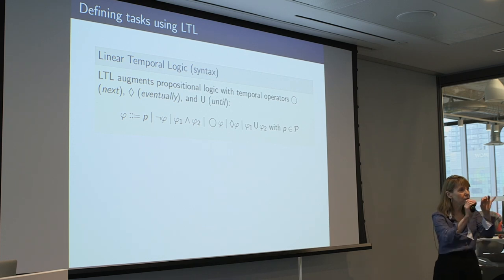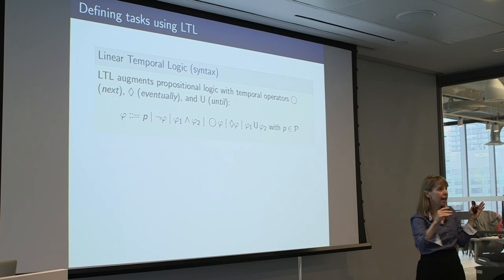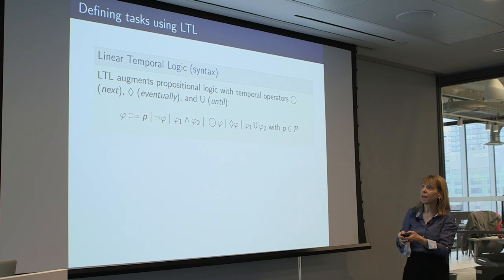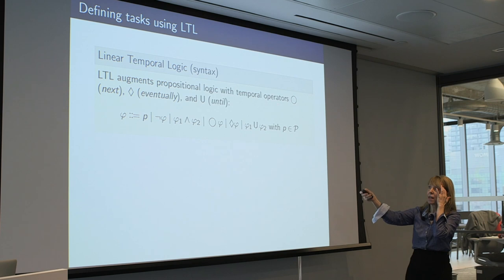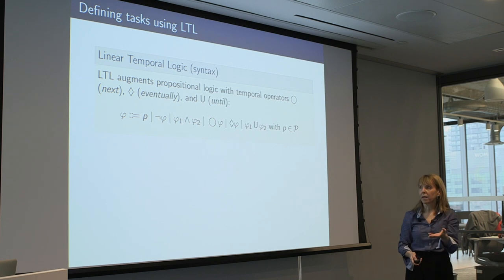It allows you to effectively put constraints on the evolution of a trajectory. So you define an LTL formula. It's interpreted over either finite or infinite traces. And the formula is satisfied if the trace satisfies the LTL formula. And again, it's propositional logic that's augmented with these temporal modalities that say next, eventually, until, always, and so on.